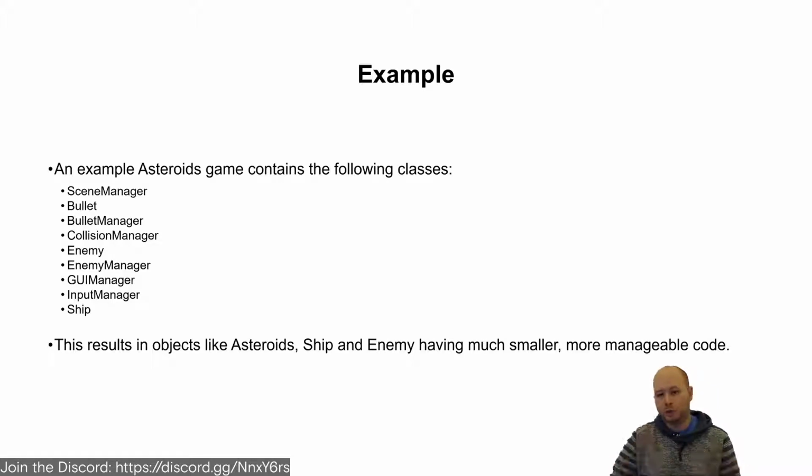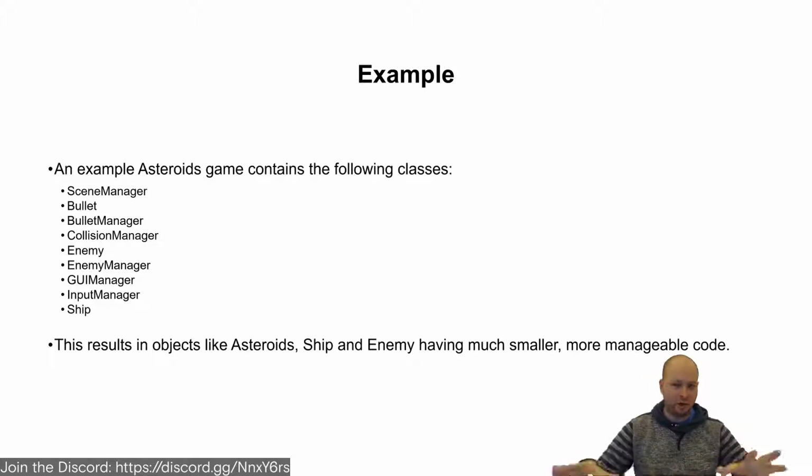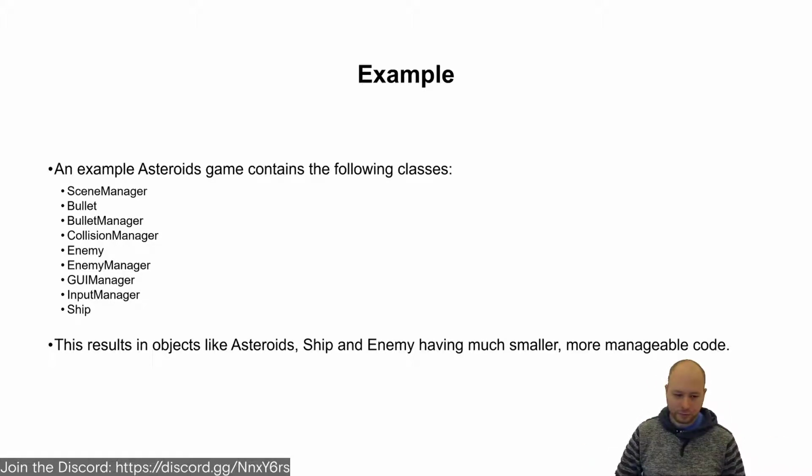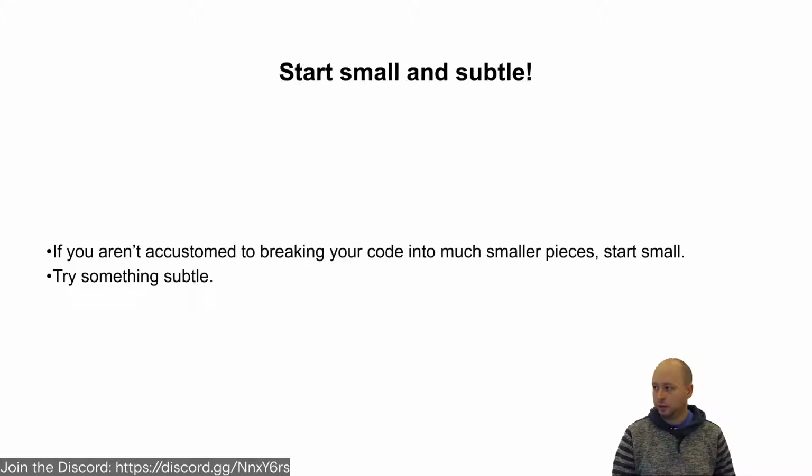You have a GUI manager that represents the display to the user of how many lives, what the score is, all that stuff. And then you also have an input manager, which takes the user input and spreads it across to whatever needs it. And then you also have a ship object. So this allows you to have much smaller objects and much more manageable code in the long term.